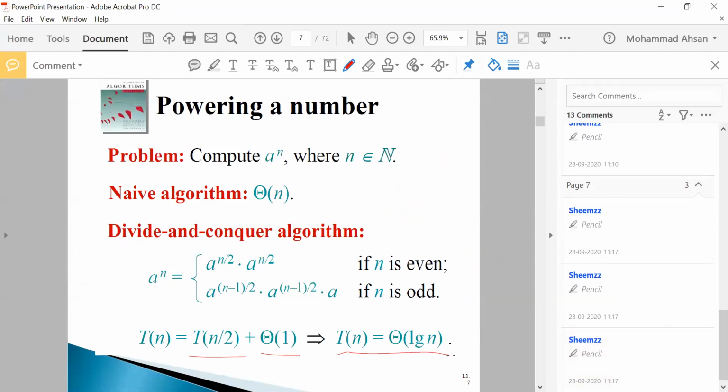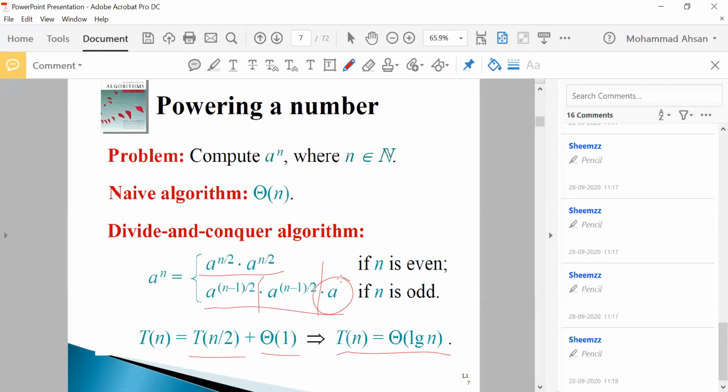So how do you divide the problem if n is even, like we had in our example? x to the power n by 2, or here we have a to the power n by 2. If it's odd, then this subproblem size is n minus 1 by 2, and then you'll have to do one additional multiplication in there.